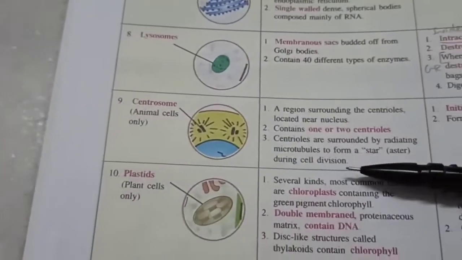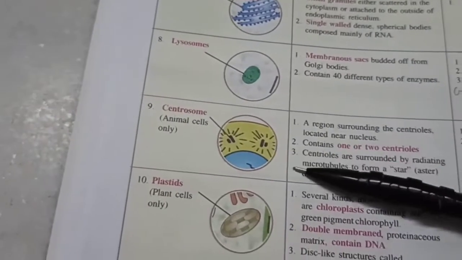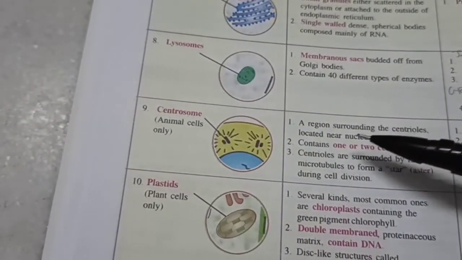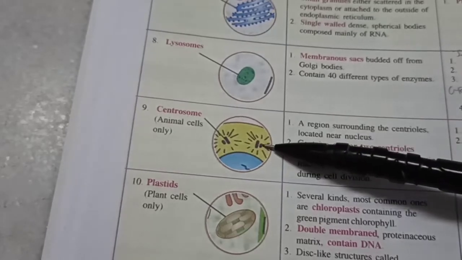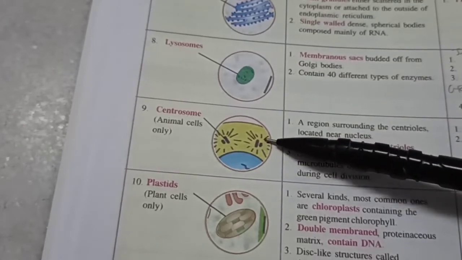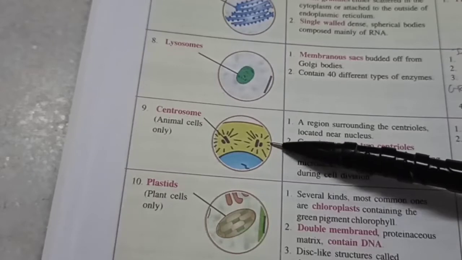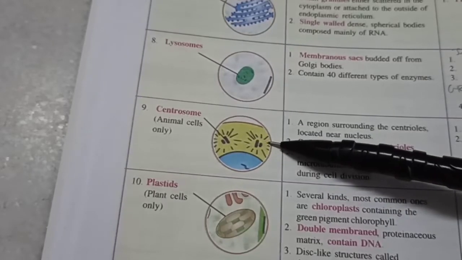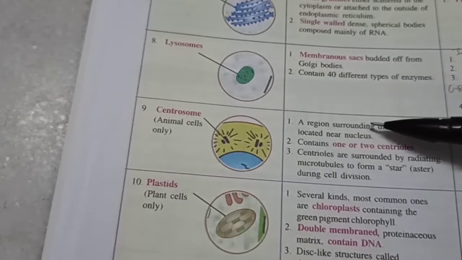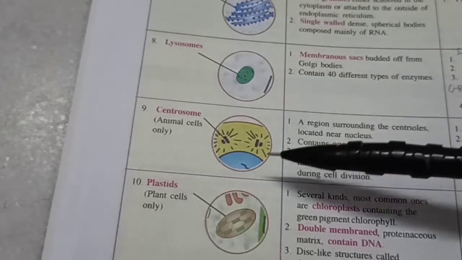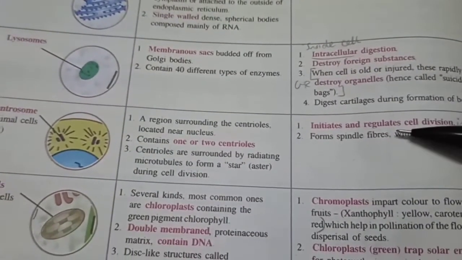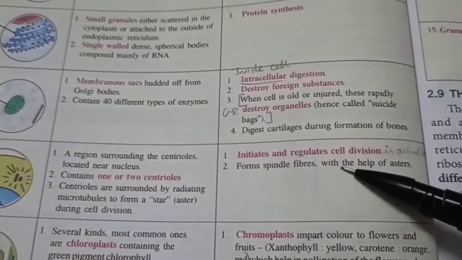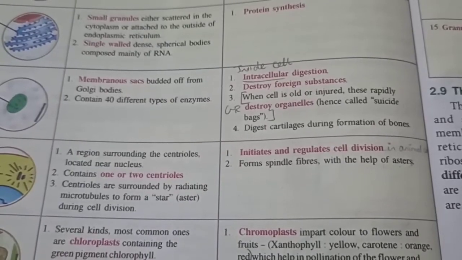The next organelle is centrosome, which is found only in animal cells. It is a region surrounding the centrioles located near the nucleus. So centriole is not an organelle, but the centrioles, along with these microtubules called asters around it, together is called a centrosome, only in animal cells. During cell division, these asters form spindle fibers. So the function of centrosome is to initiate and regulate cell division in animal cell.